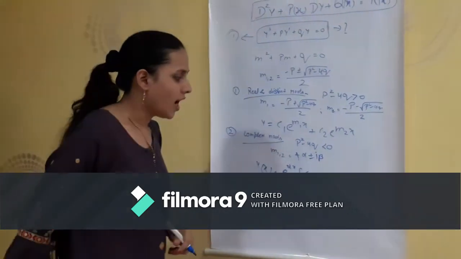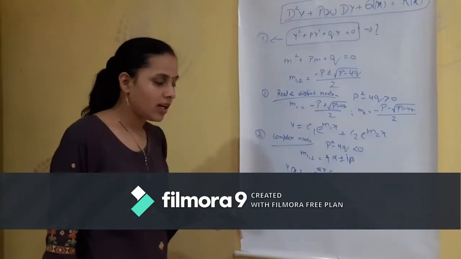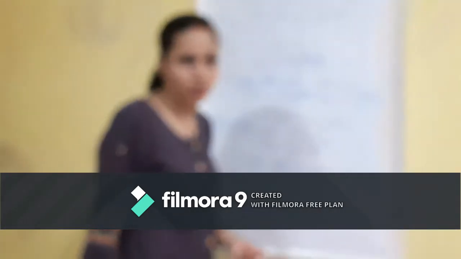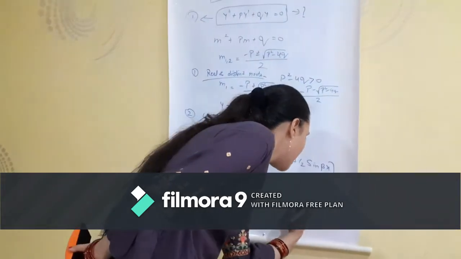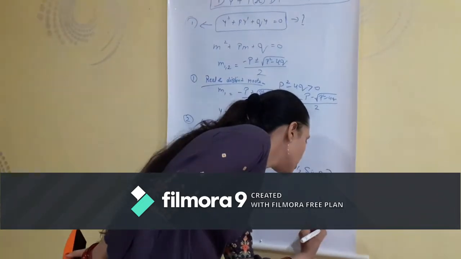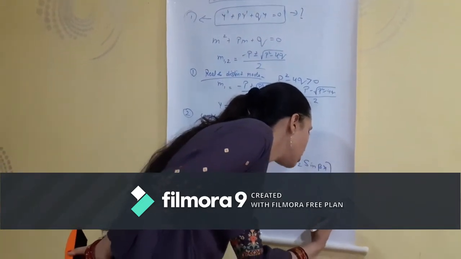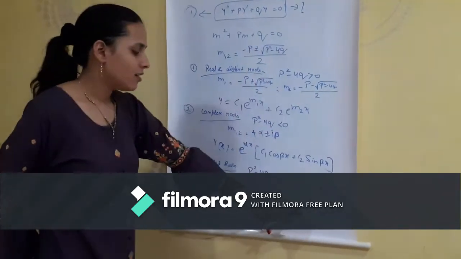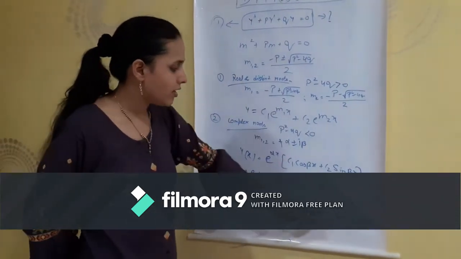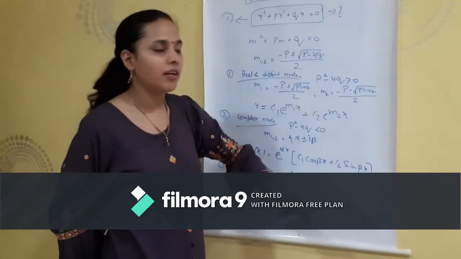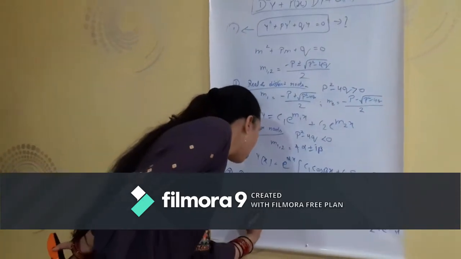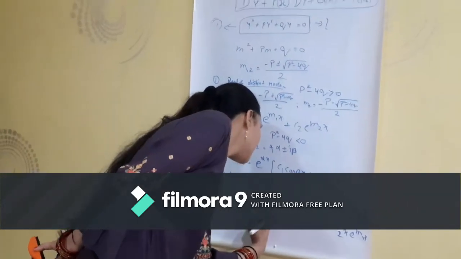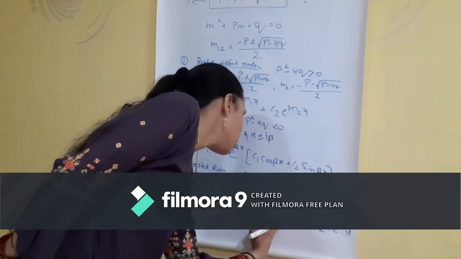Then how do we find another solution which will be linearly independent to this y1? Consider that y2 is equal to c2 x e to the power m1x. It is a solution of the differential equation which is linearly independent to y1. So the general solution y of x is nothing but y1 of x plus y2 of x.